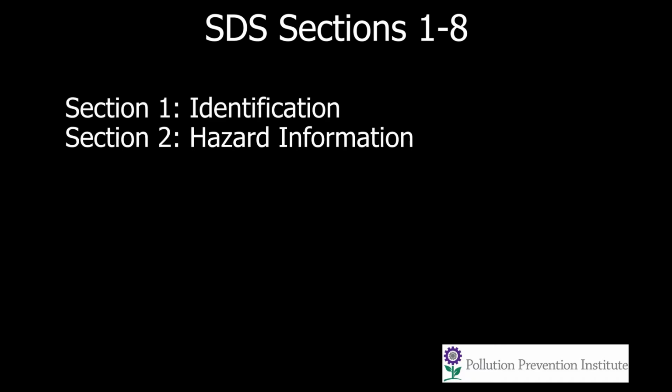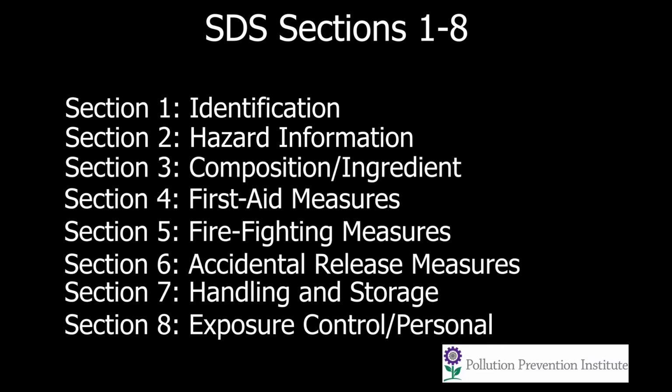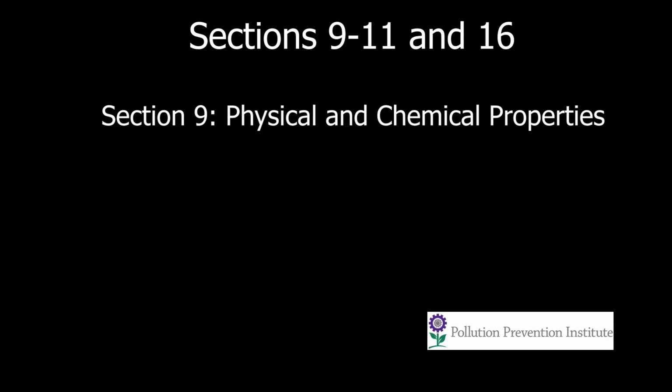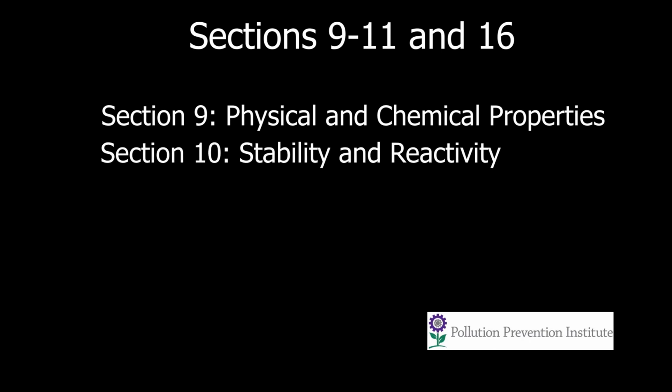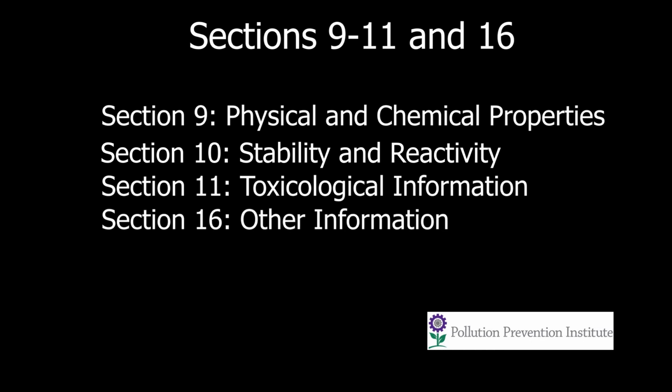Sections 1 through 8 provide general information about the chemical: identification, hazards, composition, emergency control measures, and safe handling practices. These sections will be useful to those who need to get the information quickly if an incident occurs. Sections 9 through 11 and 16 contain more technical and scientific information, including physical and chemical properties, stability and reactivity information, toxicological information, and other information such as the date of preparation or last revision.